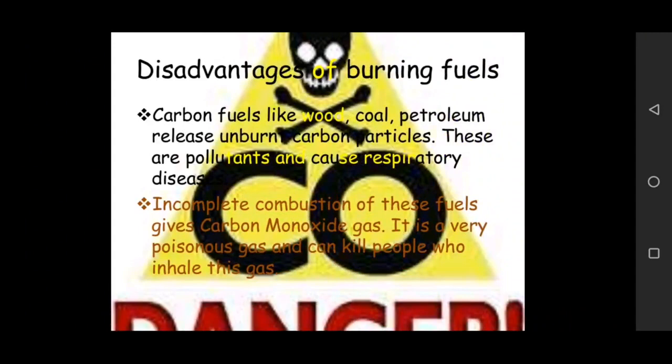Now next comes, what are the disadvantages of burning fuel? Carbon fuels like wood, coal and petroleum release unburned carbon particles. These are pollutants and cause respiratory diseases. And next, incomplete combustion of these fuels gives carbon monoxide gas, which causes carbon monoxide poisoning. It is a poisonous gas and can kill people who inhale it.